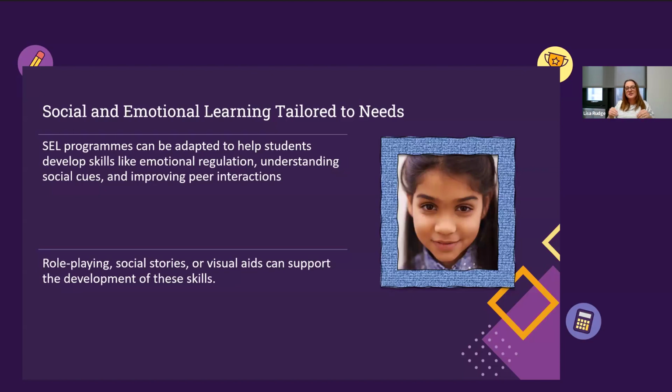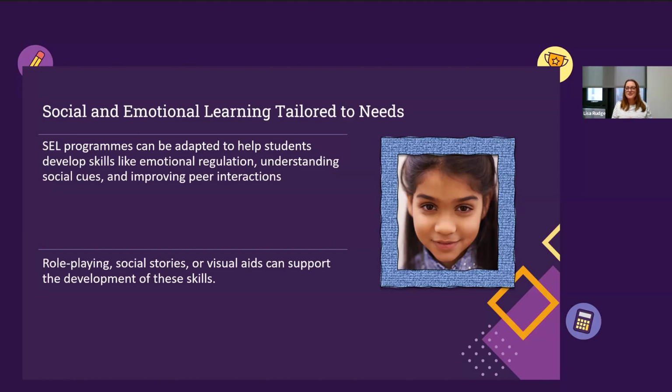Our social and emotional learning must be tailored to the individual's needs as well. So looking at the programs that we have in place and how they can be adapted to help develop those skills around our emotional regulation, around perhaps understanding the social cues and the social nuances of the classroom and the wider school. How do we improve peer interactions? So modelling how conversations and peer interactions might look can be really helpful. Playing games that involve perhaps turn taking to strengthen those types of skills can be really helpful. So role playing, social stories, visual aids, these can all support the development of those skills.